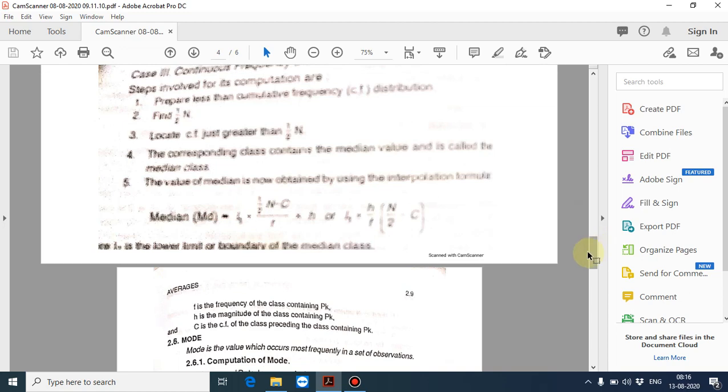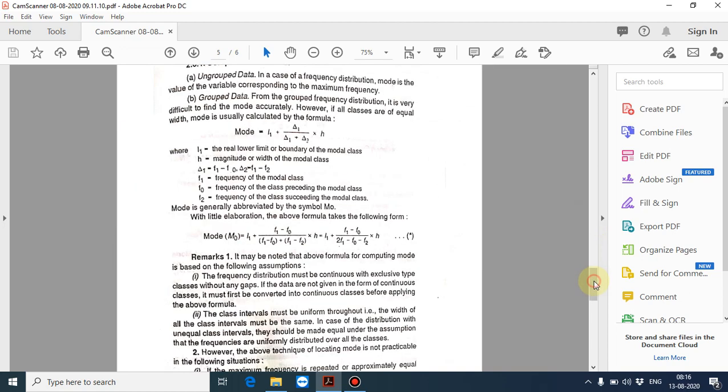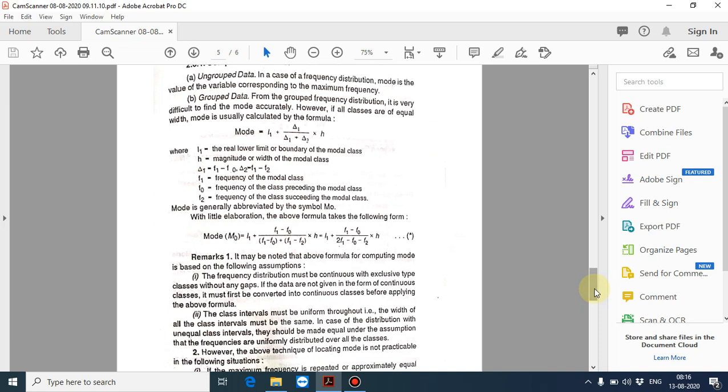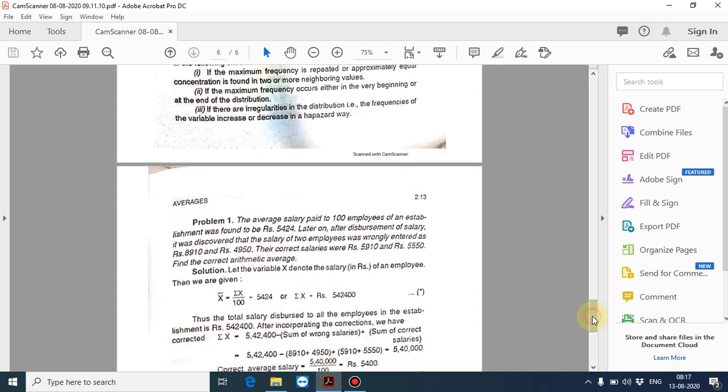And you see the definition for mode. Mode is nothing but the value which occurs most frequently in the set of observations. If the values are given, the value which is repeated is called the mode. That is very easy, don't get tense. Now we will see two problems, and you will understand.